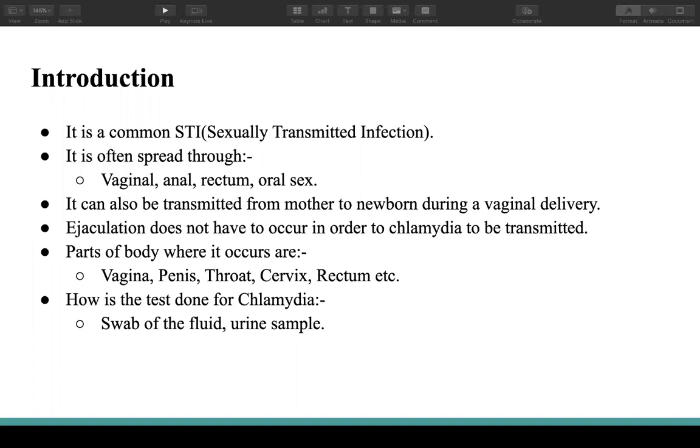How is the test done for chlamydia? Actually, there are two ways. First is a swab of the fluid from the vagina or penis. The second is a urine sample. They both are used to test for the bacteria that causes chlamydia.